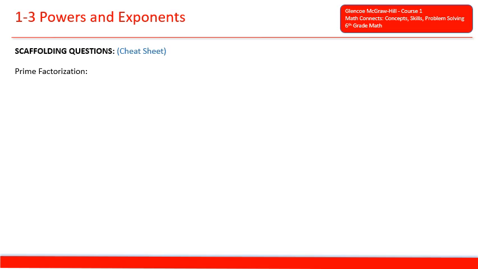Scaffolding questions. Prime factorization. We need to factor 125. So we have to ask ourselves, what can we divide 125 by? I say 25, and we know that 25 goes into 100 4 times, so it goes into 125 5 times. So 5 times 25. And now 5 is already prime, so we'll go 5 times 5 times 5 equals 5 to the 3rd power.